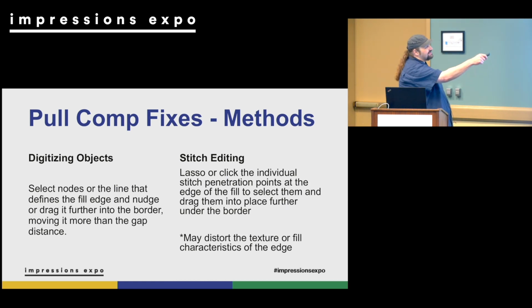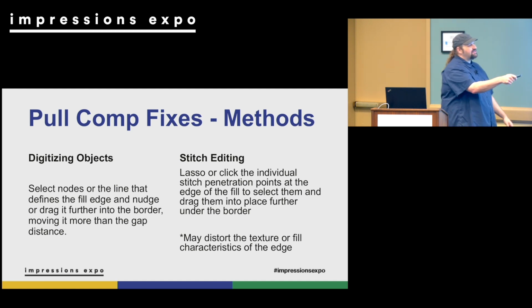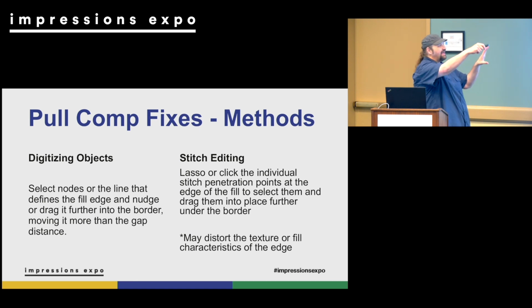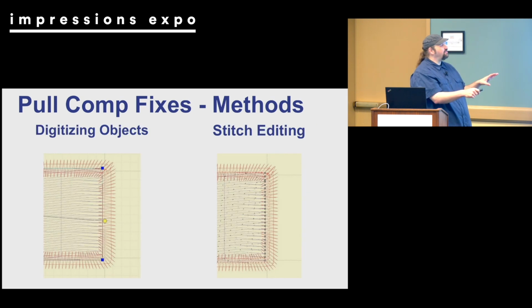So when we're editing things like this, if we have the digitizing objects and our software is the same software they use, because the file formats don't transfer across, we can just select the nodes of the line that defines the fill edge and nudge it or drag it further into the border, no big problem. But when we're doing stitch editing, it can be a lot harder to do. You'll have to isolate the fill that's underneath it and grab all the individual stitch penetration points at the edge.